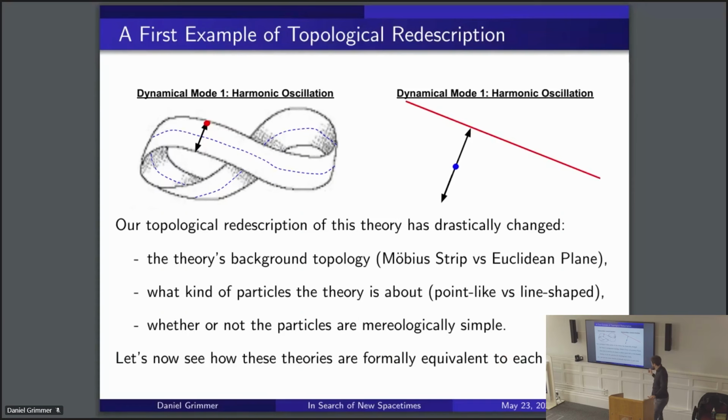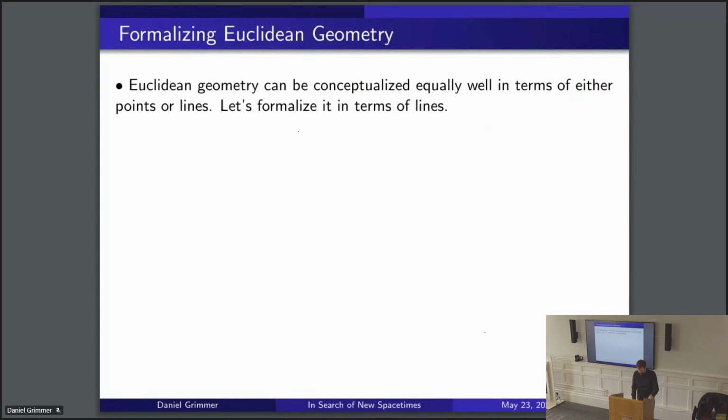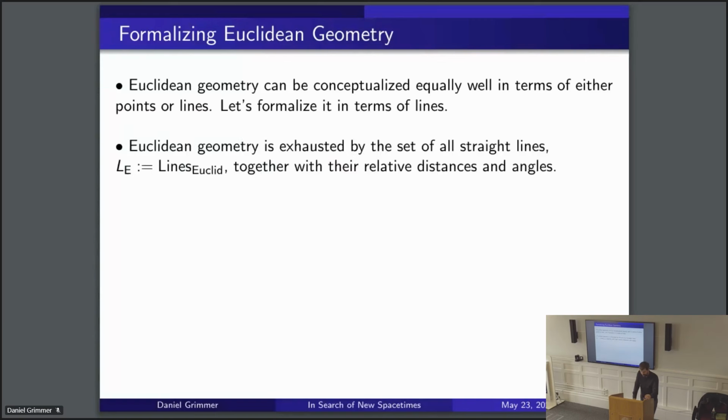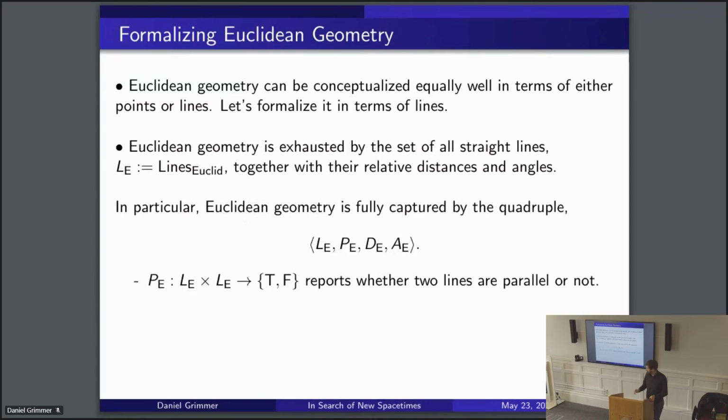Let me just quickly formalize the sense in which these two things are equivalent, because it'll be very helpful to us later. Let's formalize Euclidean geometry in terms of lines. You could do it in terms of points, but given what I just said, let's go with lines. So I'm claiming that Euclidean geometry, in some sense, is going to be exhausted by the set of all straight lines together with their relative distances and angles.